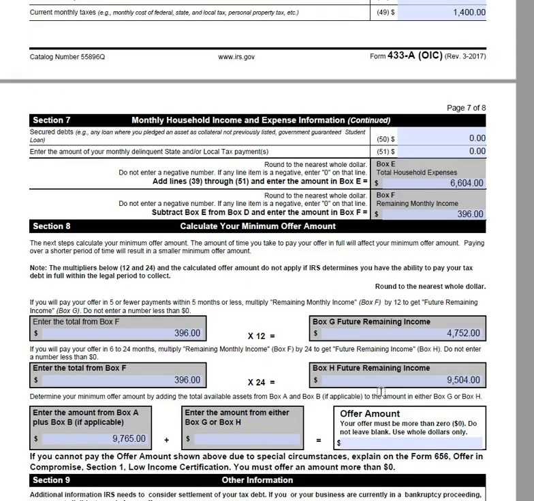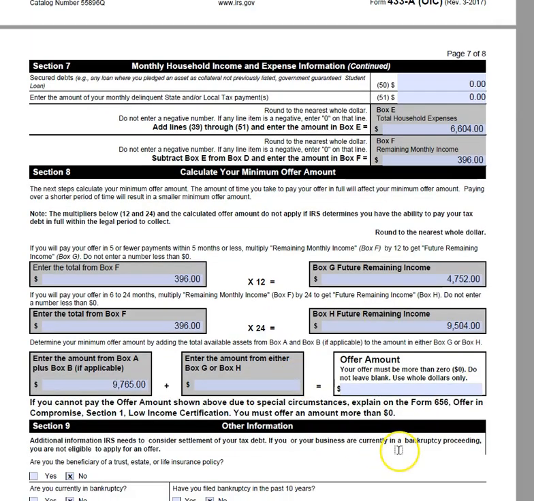Now you're getting to the point in section 8 here where you're actually going to calculate the minimum amount you can offer. So there's 2 different calculations here, and it's going to tell you right here if you will pay your offer in 5 or fewer payments within 5 months or less, that you're going to multiply box F, the 396, by 12 to get 4,752. If you will pay your offer in 6 to 24 months, then you're going to multiply box F of the 396 by 24 to get 9,504.